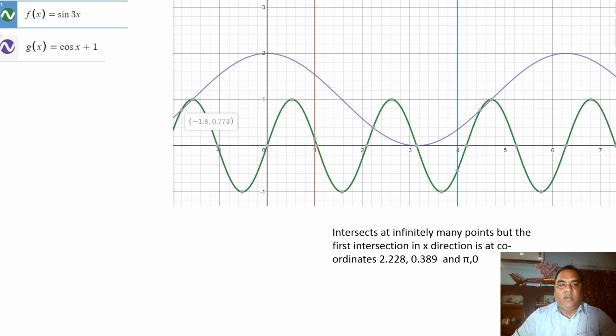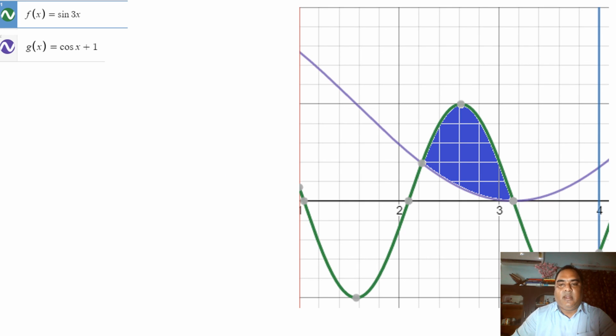What you have to do is subtract cos x plus 1 from sin 3x, and apply the integration with respect to x with a lower bound of 2.228 and an upper bound of pi. The area which has been asked is the area highlighted in blue here. You have to find this area.